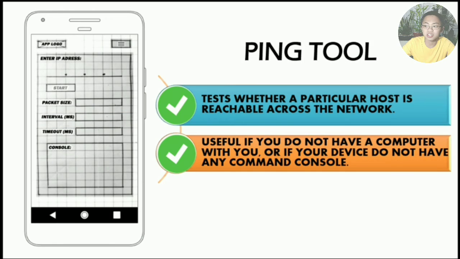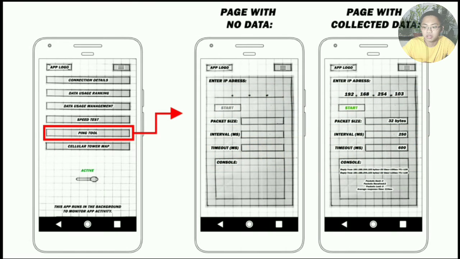Next feature is the ping tool. So this tests whether a particular host is reachable across the network, and it will be useful if you do not have a computer with you or if your device does not have any command console. These will be the events for the ping tool, the page with no data and the page with collected data.